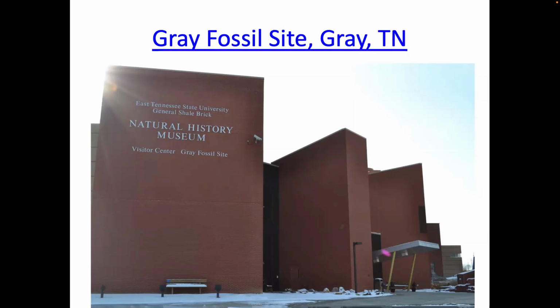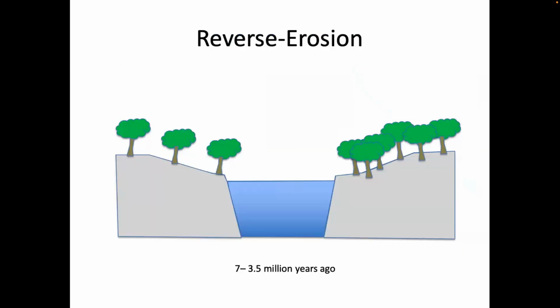It's an amazing museum, and all the fossil sites are right behind it, which I'm going to show you. So let's talk about how this site came to be. And it's a perfect example of reverse erosion. About 7 to 3.5 million years ago, this site, which is in the Ridge and Valley of East Tennessee, was a sinkhole surrounded probably by an open woodland, a grassy, wildflower-rich woodland. But it also had lots of shrubs and lots of deciduous trees.